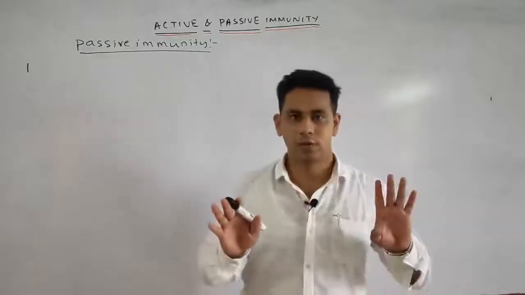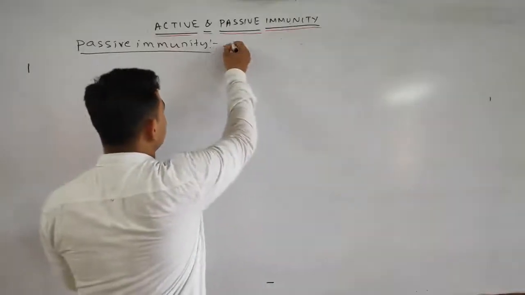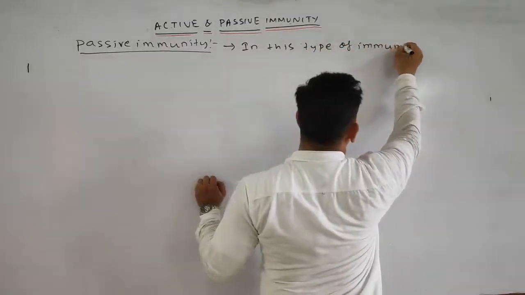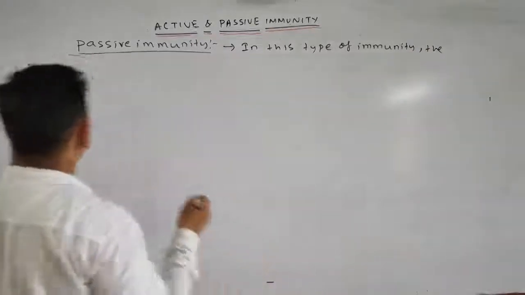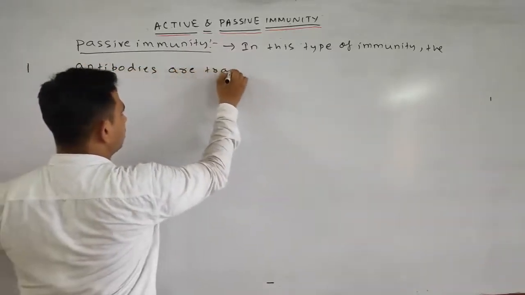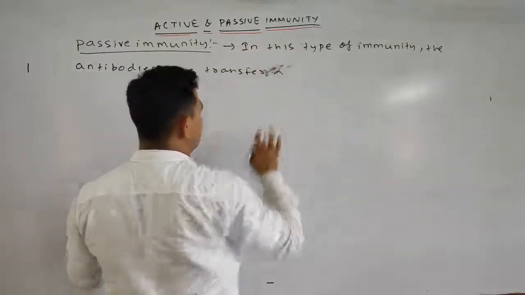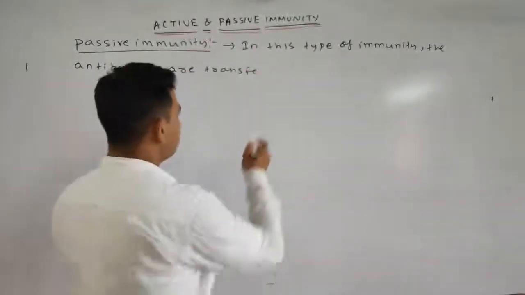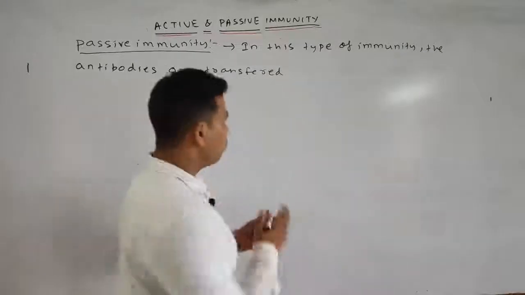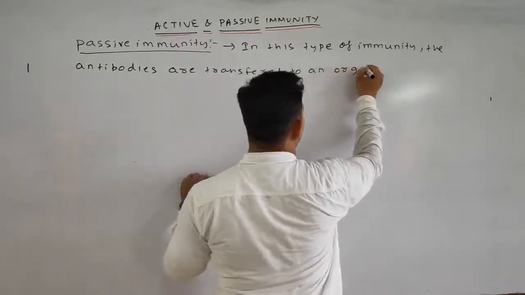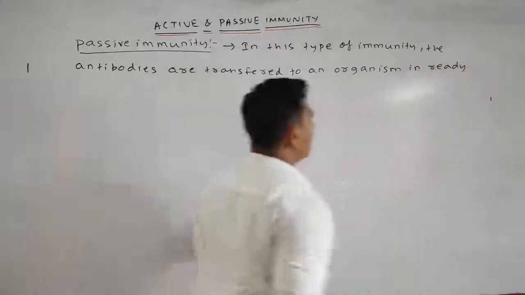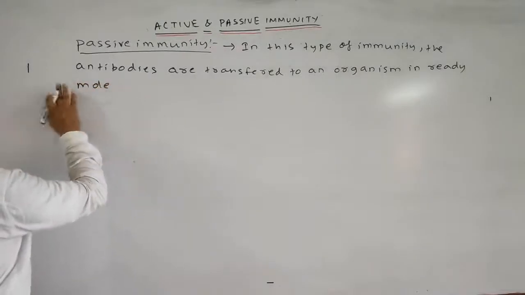So first of all we will write what is passive immunity. Passive immunity is, in this type of immunity, the antibodies are transferred to an organism in ready-made form.